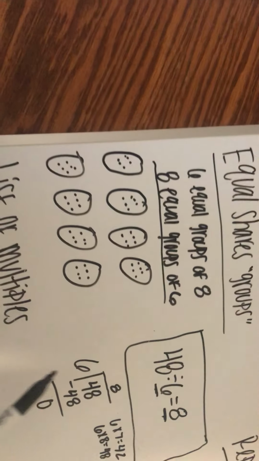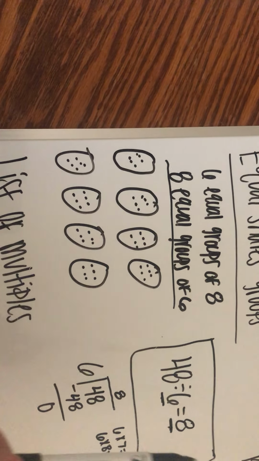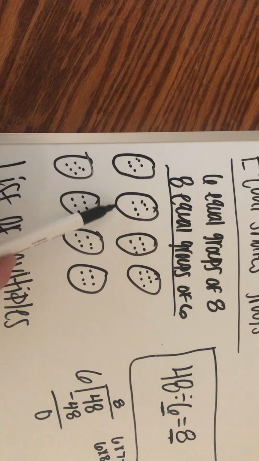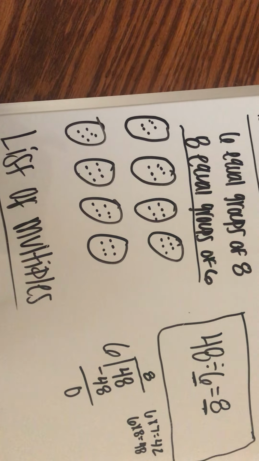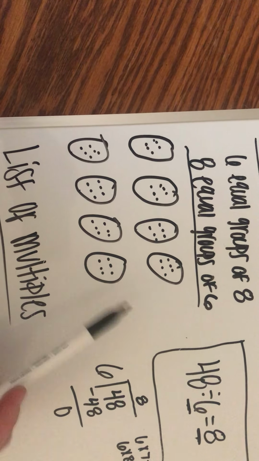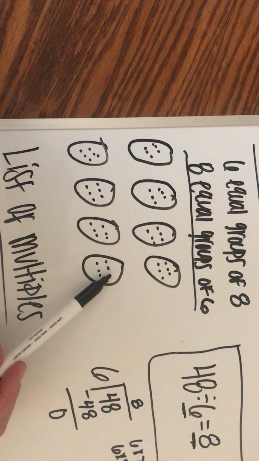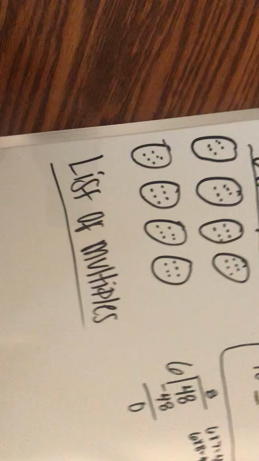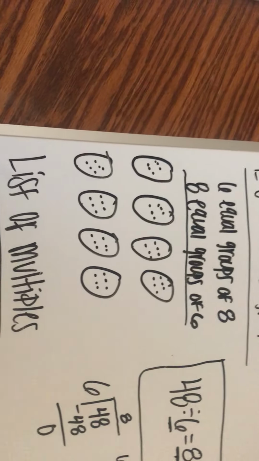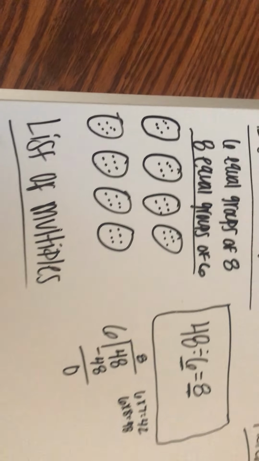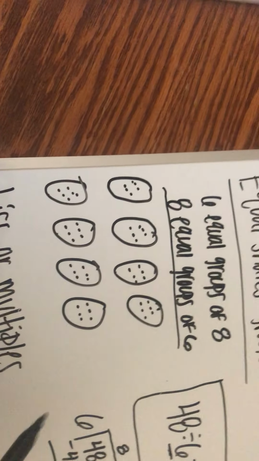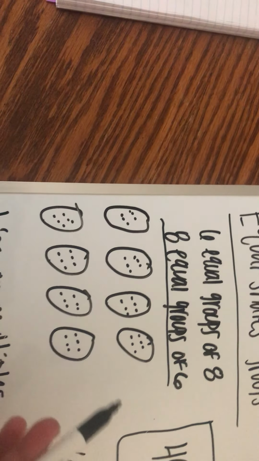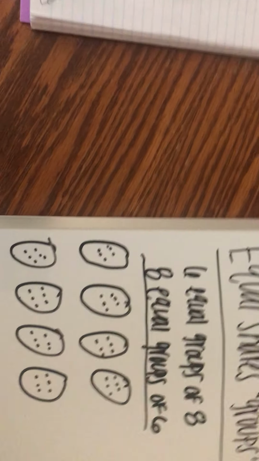Okay, so if I go back, I wanted to do 8 equal groups of 6. So I have 1, 2, 3, 4, 5, 6, 7, 8 groups, and inside each group I have 6 dots. 1, 2, 3, 4, 5, 6. Okay, so now if I was to go back and count this, I need to make sure I have a total of 48.